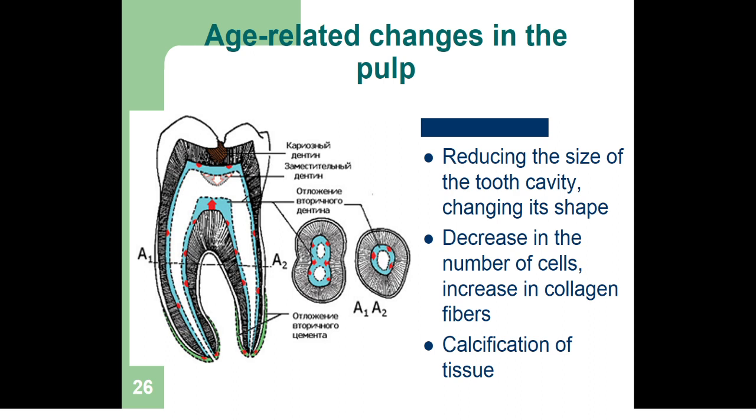Age-related changes in the pulp. On this picture, you see reducing the size of the tooth cavity, changing its shape, decrease in the number of cells, increase in collagen fibers, calcification of tissue.